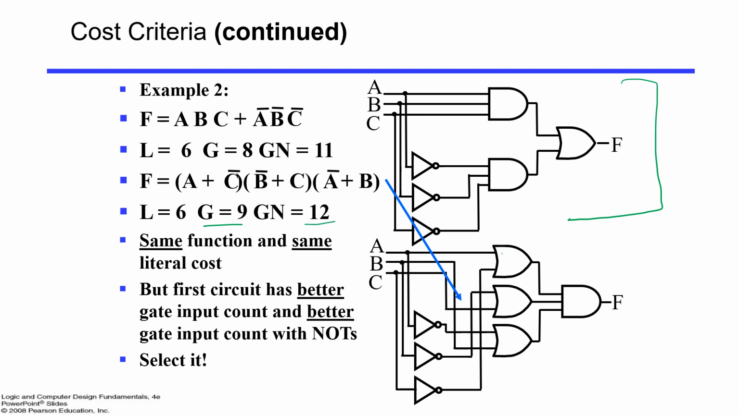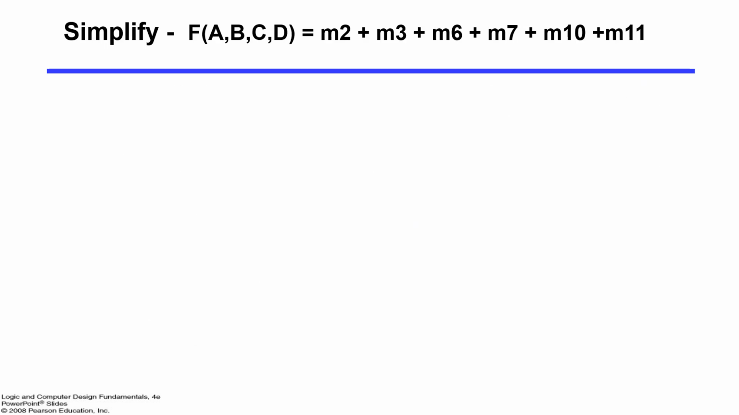So you can say we are using the same function, same literal cost, but the first circuit is better. Why is it better? Because it has a lesser number of gate inputs and a lesser GN value, right? So you will select this one. This is more optimized. So in that way you can select which one is the more optimized circuit, right? Now let's say I want to simplify this.